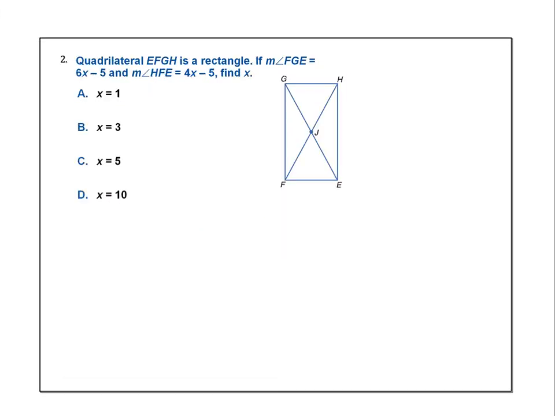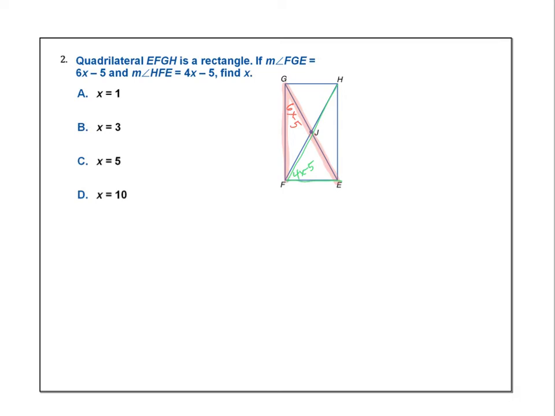Number 2, quadrilateral EFGH is a rectangle. The measure of angle FGE. So let's mark that. There is angle FGE right there. That is 6x minus 5. So I'm actually going to put that in there. So here we go, 6x minus 5. And then the measure of angle HFE. So I'll do this in green. HFE down here is 4x minus 5. And we are supposed to find x.